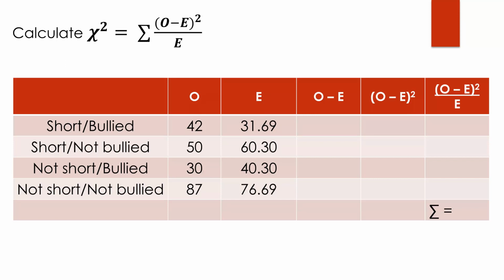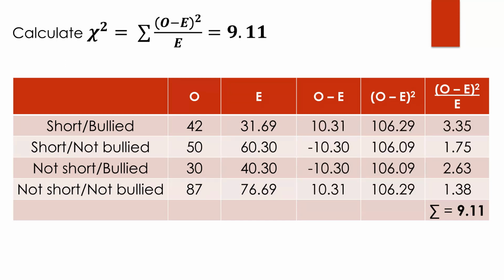So here's what we're going to do. You're going to fill in this table. For each row, take the difference between the O and the E, square it, and then divide it by E. Then at the very end, you add up all 4 numbers to get your chi-square. So go ahead and pause the video, do those calculations, and then continue on.